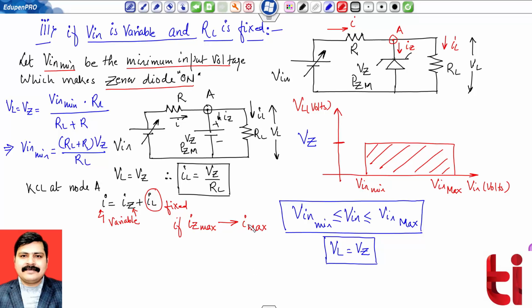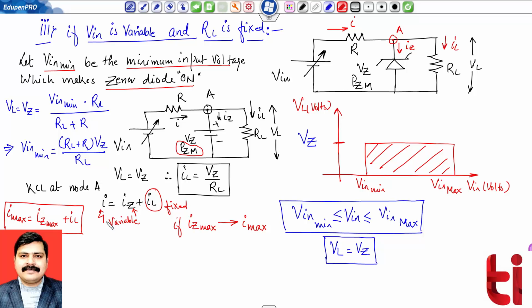I am writing it. If you check the maximum current flowing through here, I can easily calculate the maximum value of input voltage. So from this equation, I max equals IZ max plus IL. For the calculation of IZ max, it is the same as we calculated in the previous term. From PZM, I can easily calculate IZM, so I am not rewriting.